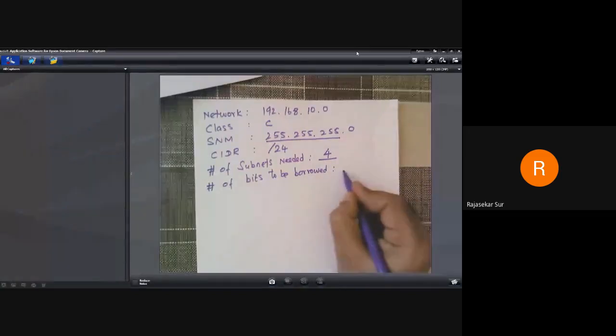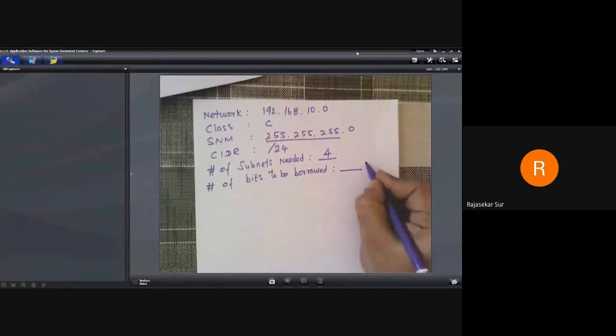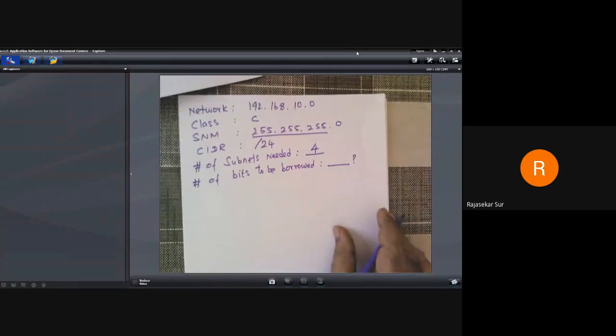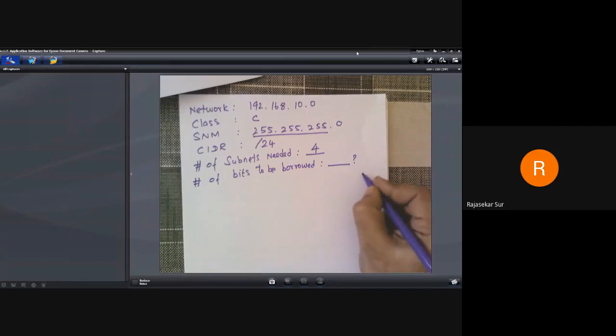Number of bits to be borrowed. How many bits do we have to borrow? You have to find it. Now, how to find it? In the last class, I explained this. What is the formula? 2 to the power of 0.